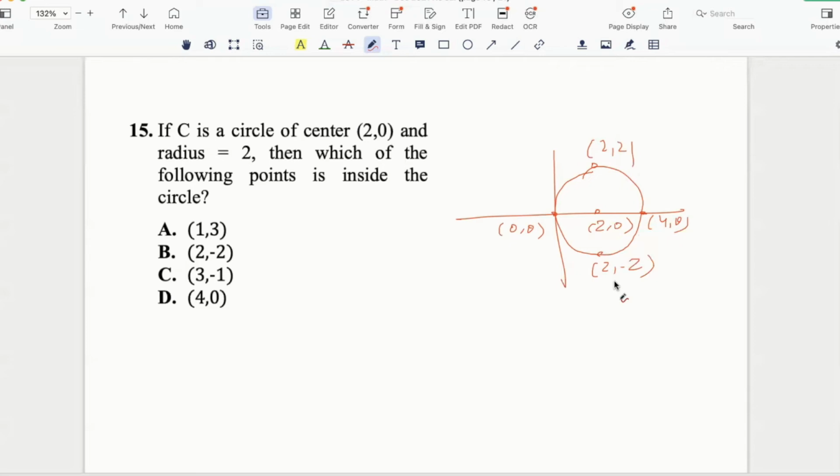So the equation of the circle will be (x - 2)² + y² = 4. So let's find this value, and wherever this value is less than 4, that point will be inside the circle. So obviously it's not D because (4, 0) is on the circle, and (2, -2) is also on the circle. (1, 3) will be outside, because if you put this in this equation, then you get 10, which is greater than 4. And if you put the other point, you get 2. So this is inside, right?